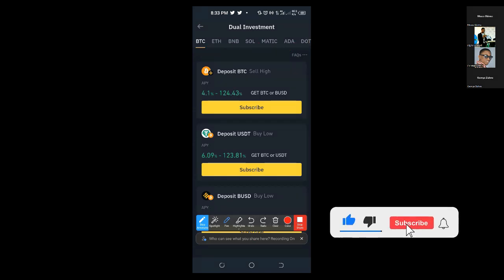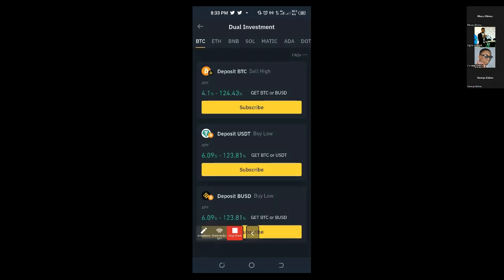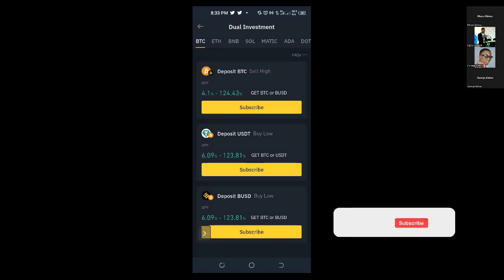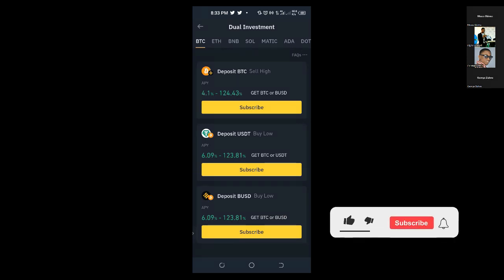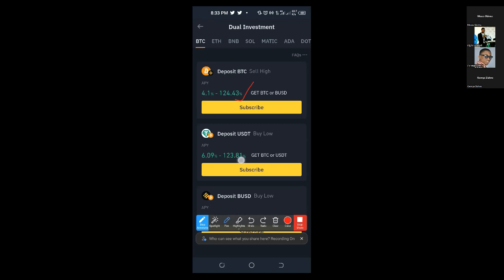Binance dual investment enables you to make money both ways, whether the market is going up or going down. The reason for that is that whether your order is filled or not, you earn interest. For partaking in the Binance dual investment, you earn a very high interest on your investment. The APY is always very high. As you can see here, this is on BTC, and it goes from 4% up to 123% APY. If I select other options here, the same thing will apply.